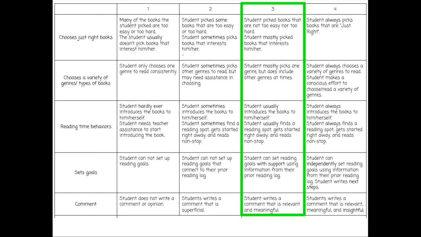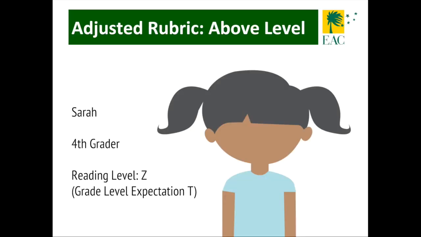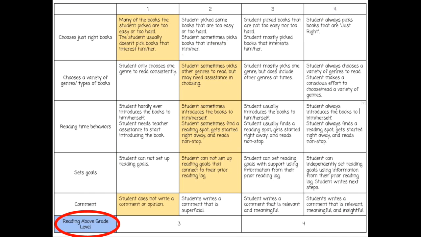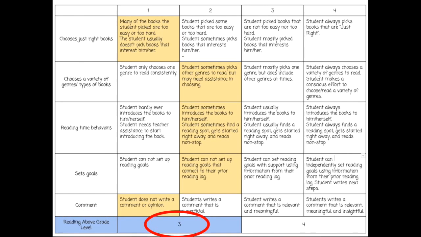Let's take a look. Here we have Sarah. Sarah is a 4th grader reading at a level Z. The grade level expectation is a T, so Sarah is well beyond the 4th grade reading level. So, she would get the same exact rubric that everyone else in the class got, yet at the bottom you can see that she's reading above grade level, so it will be adjusted. Sarah is getting 1s and 2s on the standards, reading a book that is well beyond her grade level. This means that she will still get a 3.